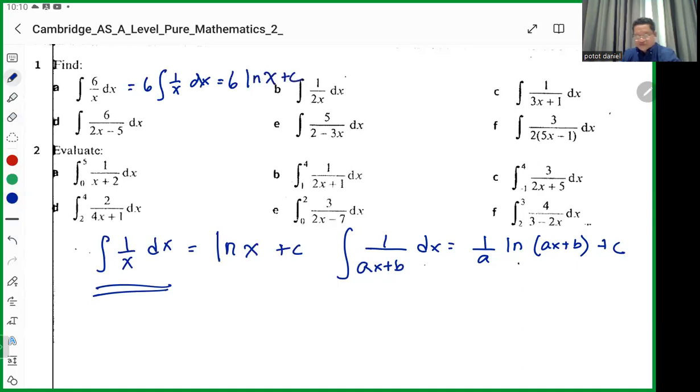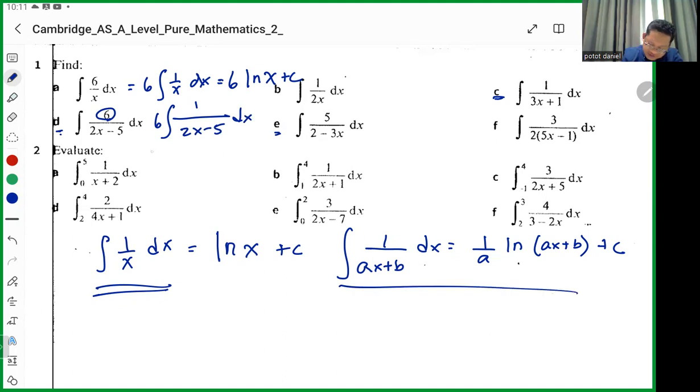So that's it. The same thing applies to the other ones. Letters C, D, E are all the same, so I will just answer one of them. For this one, what you can do is put that 6 outside first. So 6 times the integral of 1 over 2x minus 5 dx, and then just apply this formula.